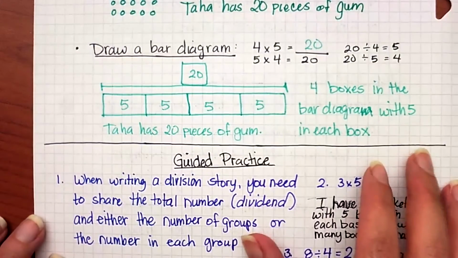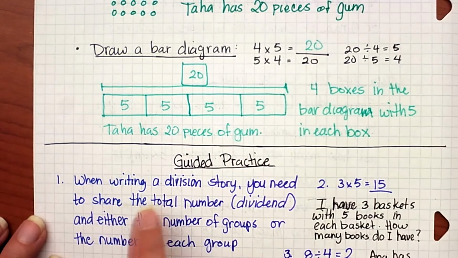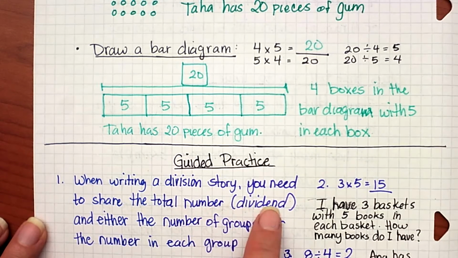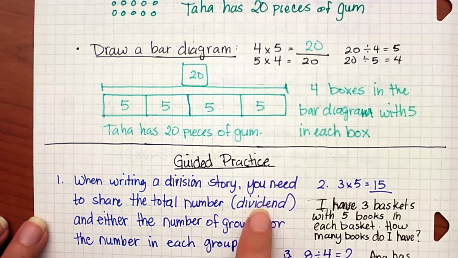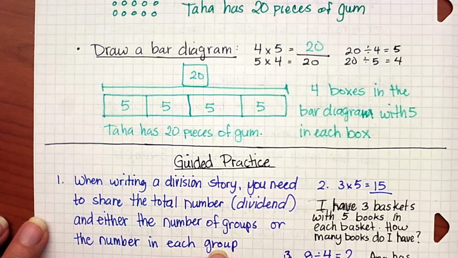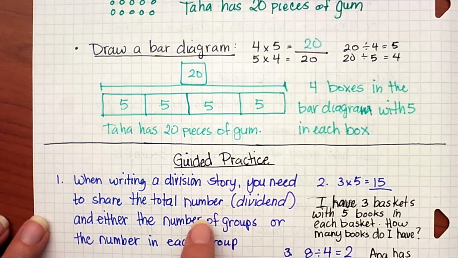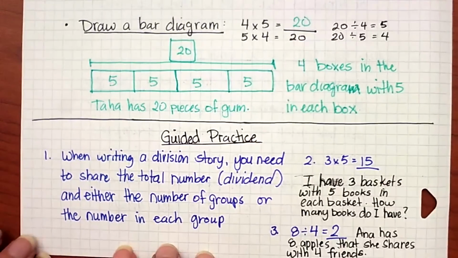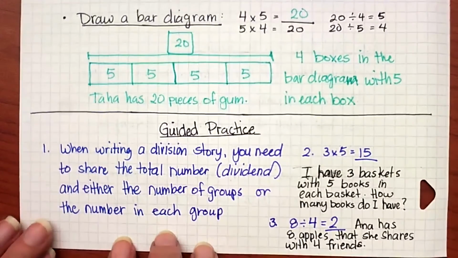So one of the things that you need to share or tell me is the total number. That's your dividend, right? When we're dividing, we have a whole number that we're breaking apart. And then you need to tell me either the number of groups or the number in each group, so I know what I'm dividing by. So I have my dividend, and then I need something to use as my divisor. Those are the 2 pieces that you absolutely need when you write a division problem.